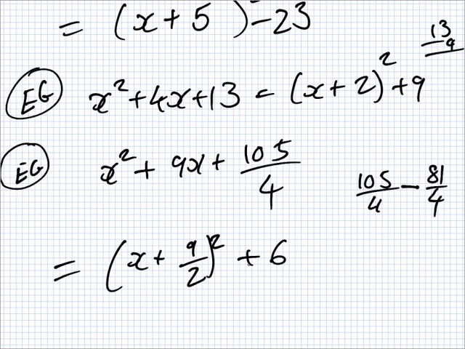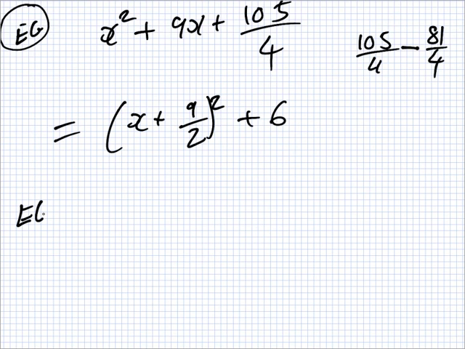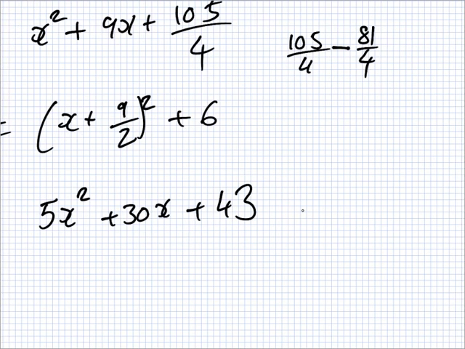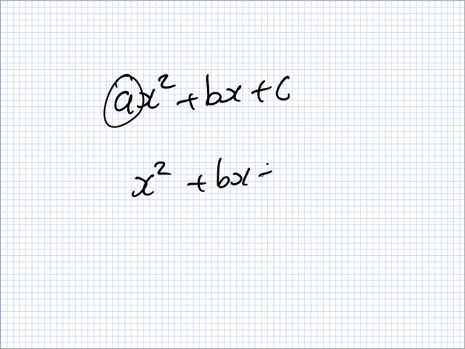Okay, now, next example. What do we do if there's a number in the front? So if we have something like, say, 5x squared plus 30x plus 43. A little bit of vocabulary actually. This one here, this is the coefficient. And in this case here, the coefficient is 1. So there's a special name for this when it happens.